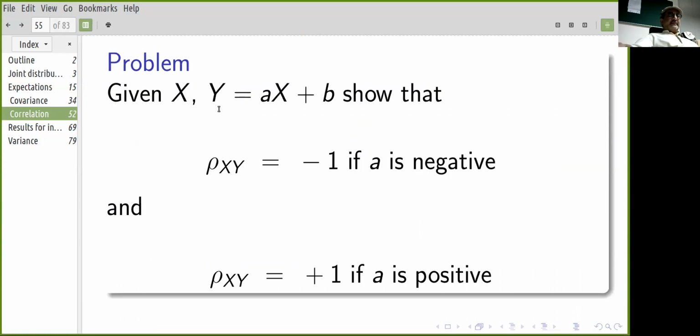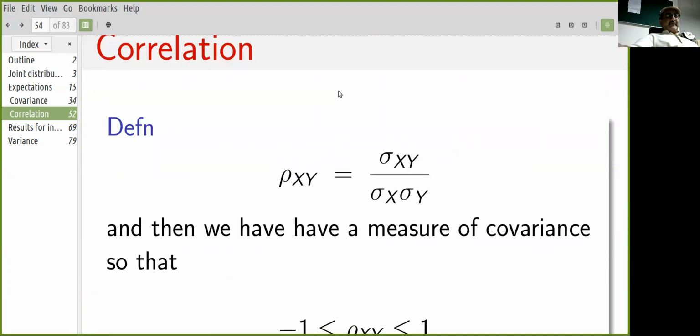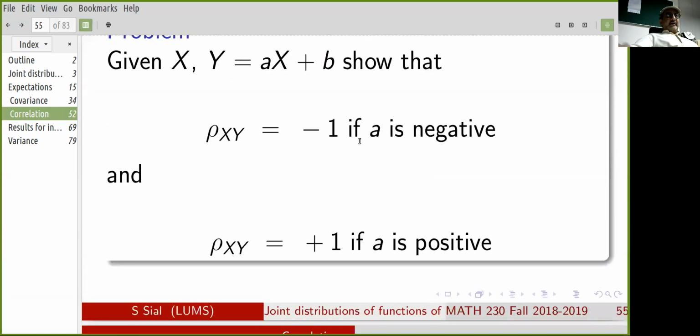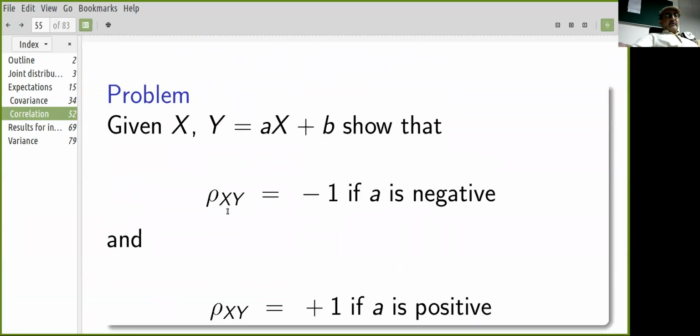Supposing that x is a random variable and y is equal to ax plus b, you should be able to show from this definition that rho xy is going to be -1 if a is negative, and it's going to be +1 if a is positive.